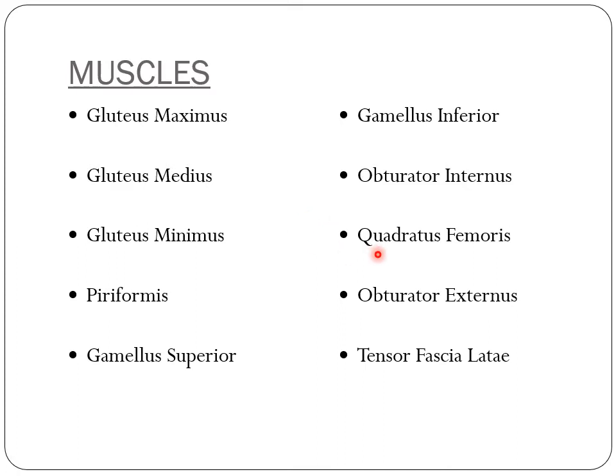The upper part of adductor magnus and the origin of the hamstring muscles are included in the intermediate layer. The deeper layer contains gluteus minimus with the reflected head of rectus femoris under cover of it, and the tendinous insertion of obturator externus. So all muscles of the gluteal region are divided into these three layers: superficial, intermediate, and deep layer. These include gluteus maximus, gluteus medius, gluteus minimus, piriformis, superior gemelli, inferior gemelli, obturator internus, quadratus femoris, obturator externus, and tensor fascia lata.